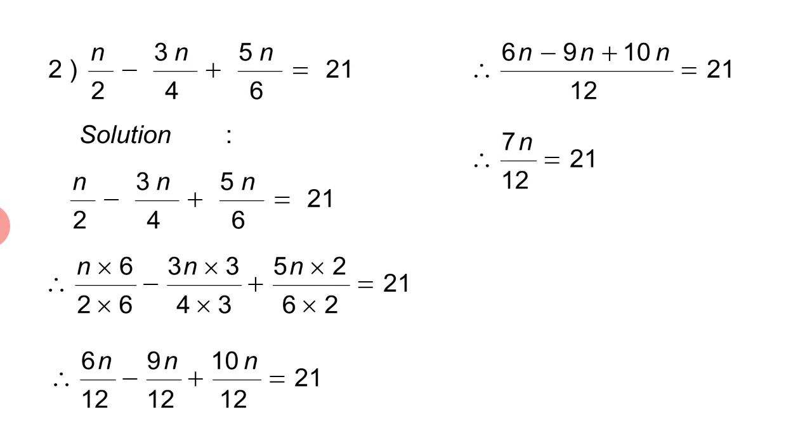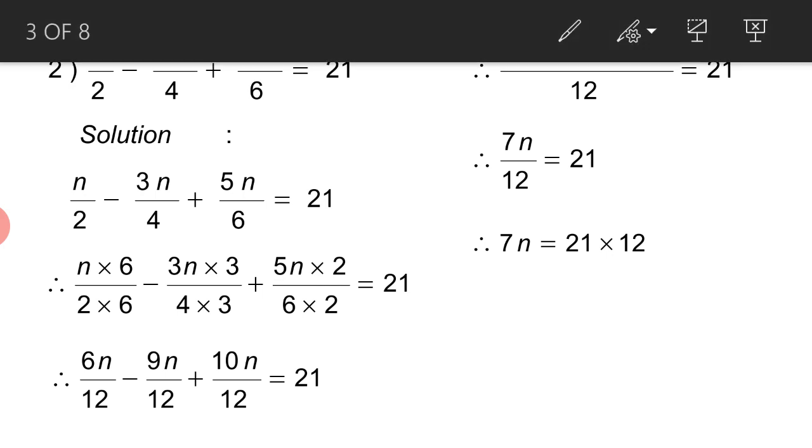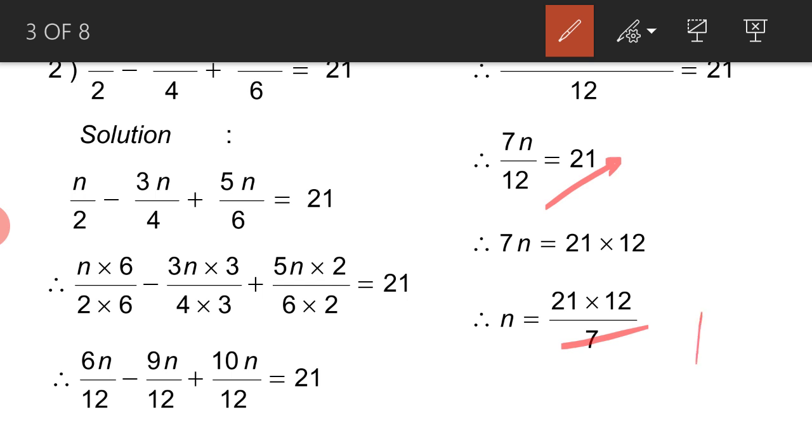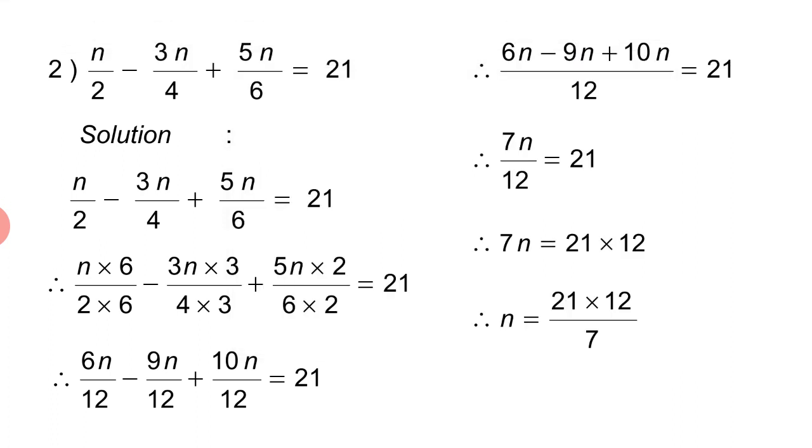Now 6n minus 9n, you can say minus 3n, plus 10n, it will be 7n upon 12 is equal to 21. So now we can have 7n is equal to 21 into 12. What we have done? We have shifted 12, which is dividing, to RHS, and it will become multiplied. So 7n is equal to 21 into 12. Here I will not do the product, but I will go for the next step, and next step will be n is equal to 21 into 12 upon 7. Now I'll go with the cancellation to get an easy answer, because 7 ones are 7, 7 3s are 21. It is 3. So 12 3s are 36. So that will be the answer. Is it okay? So n will be equal to 36.